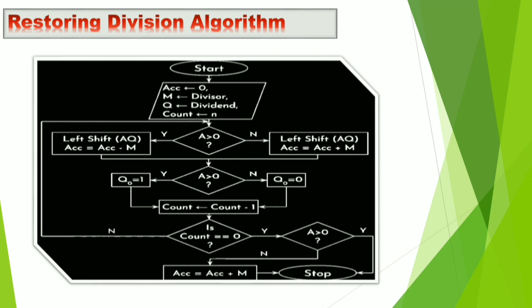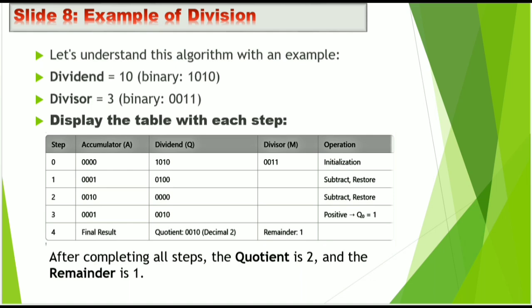Each bit is processed one by one to determine whether to subtract or restore depending on the sign and the result. That's the final step, final output. After processing all bits, the quotient and remainder are obtained. The quotient is stored in Q and the final value of the accumulator A becomes the remainder. Next, full explanation of restoring division algorithm.